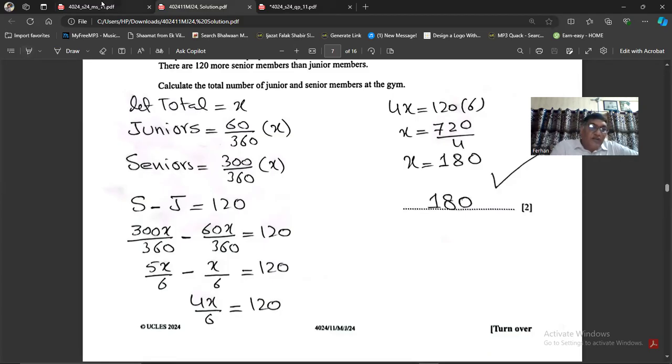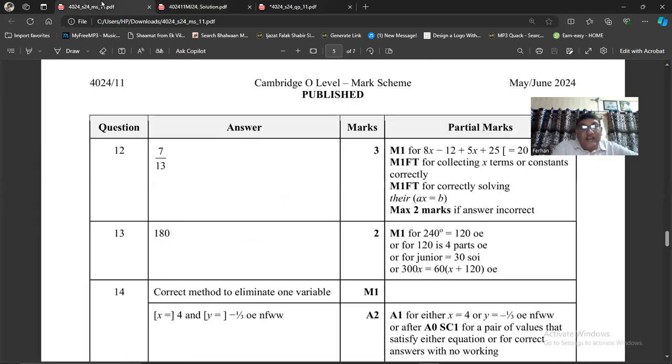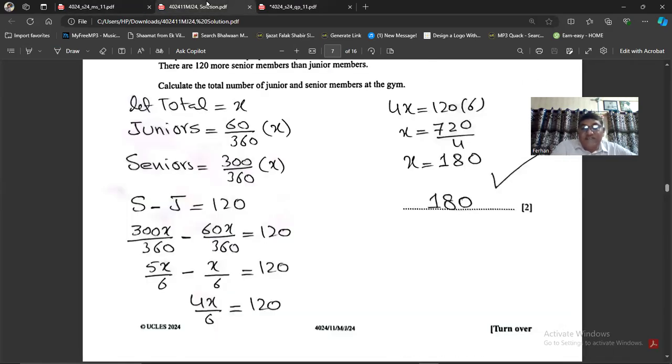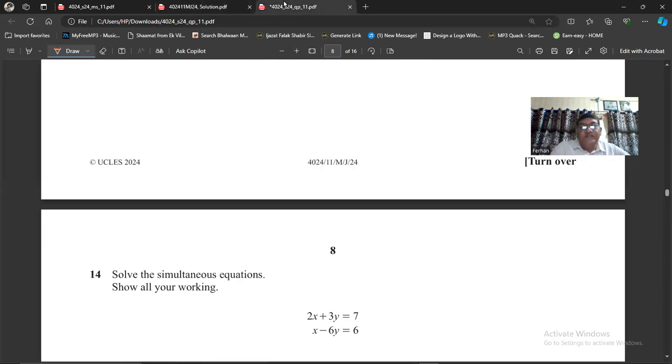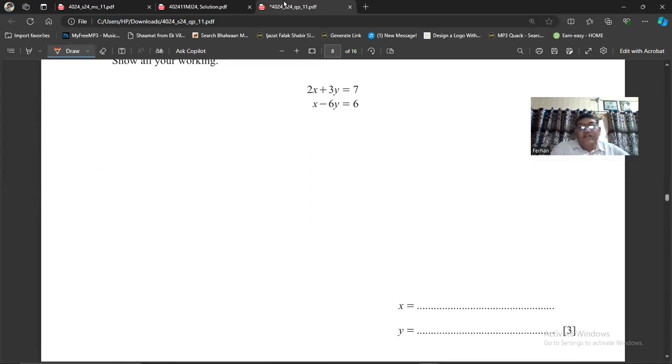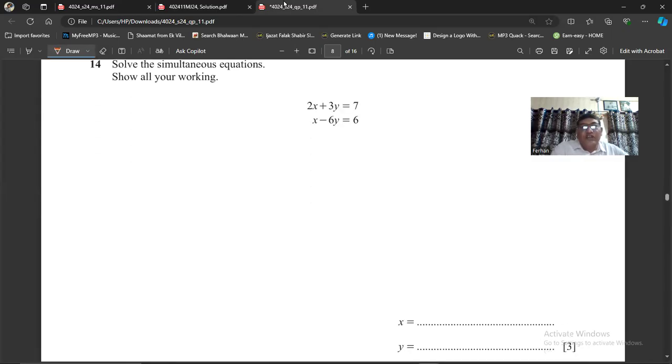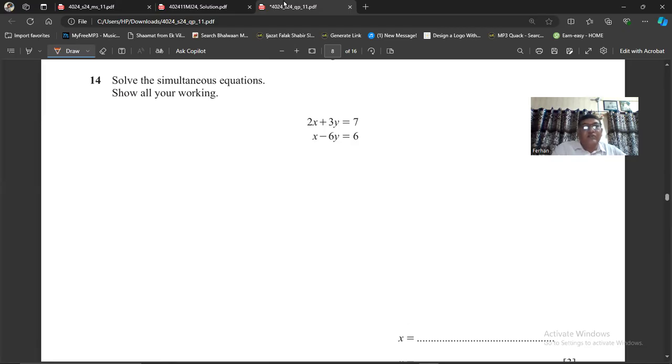So the total number of people there is 180. I hope you understand. It's a good question. Okay, so that was question number 13. Then we have question number 14. It's a 3 marks question, simultaneous equations.